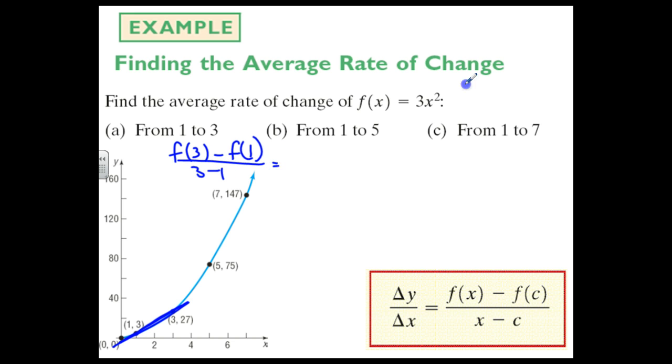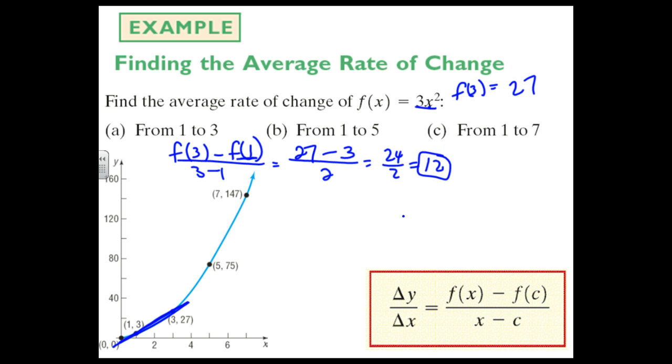So f at 3 says let x be 3. So 3 squared is 9 times 3 is 27. So I would say 27 minus f at 1 would just be a 3 over 2. So that gives me, what, 24 halves or a whopping 12.